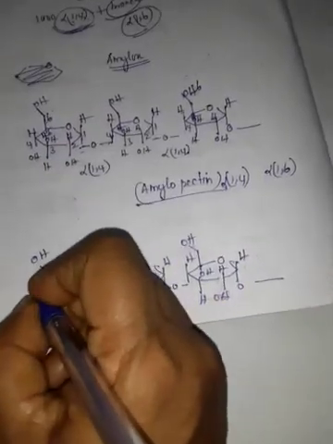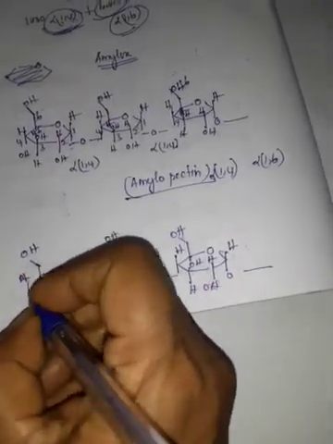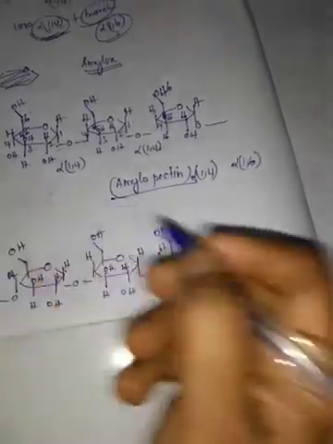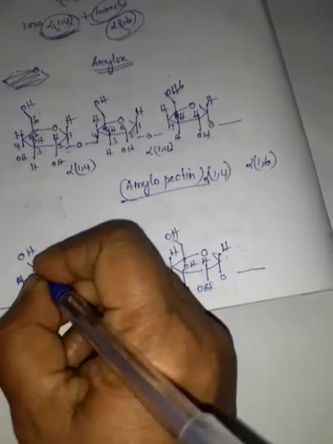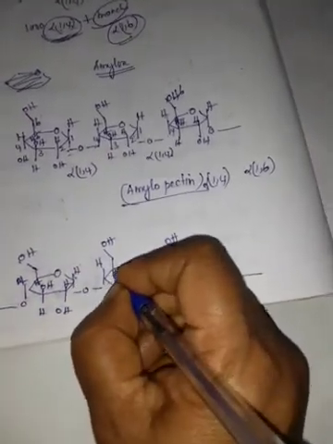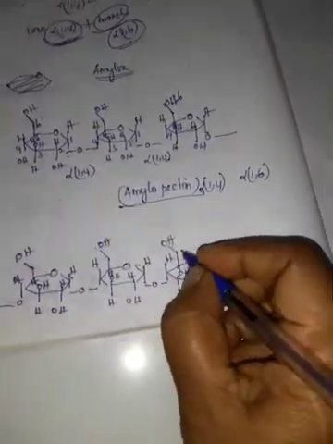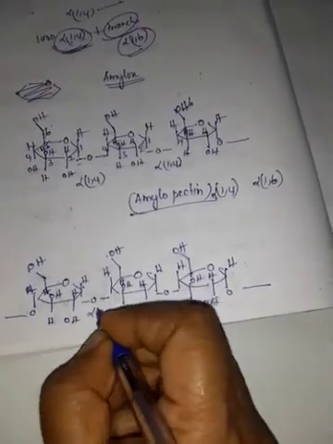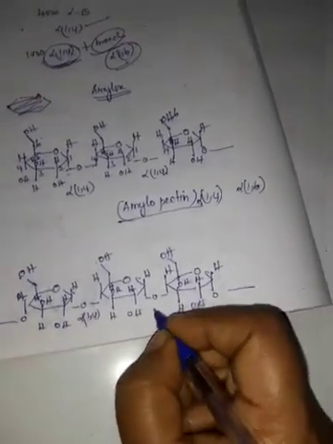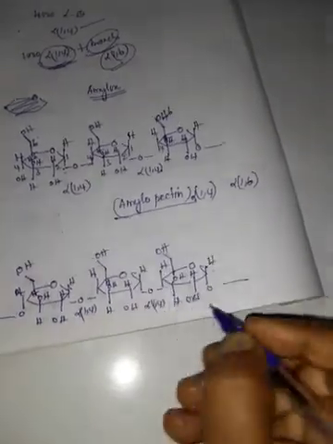Then here H. Here also, if it is linked, everything goes over like this. Then here H CH2OH, H CH2OH, H CH2OH. This is alpha, this linkage is the alpha 1,4 glycosidic linkage.